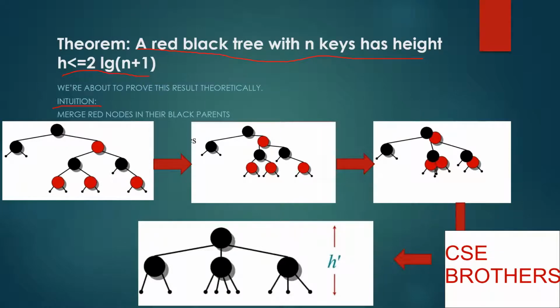The intuition is that we'll merge all the red nodes into their black parent. So we can see over here all these red nodes are eventually merged into the black parent, leading to the formation of a 2, 3, 4 tree.